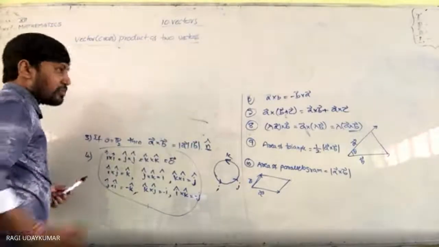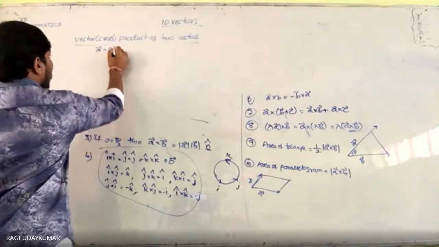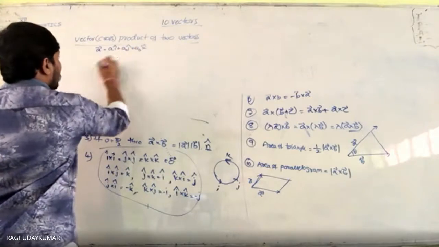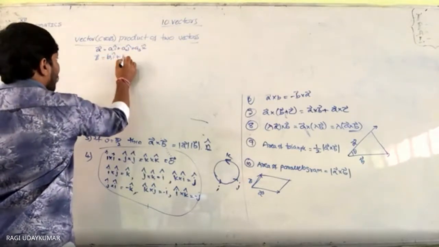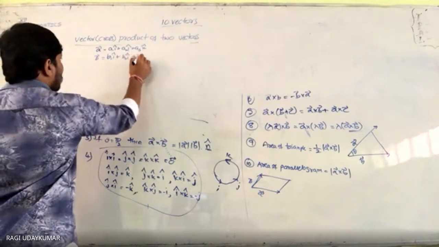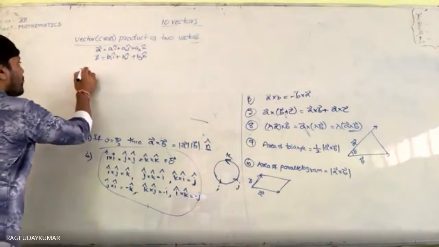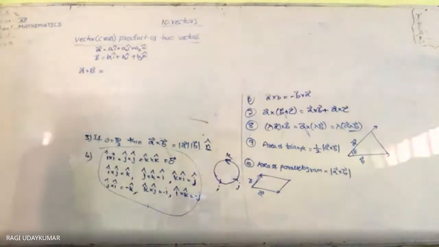Suppose you take the vector A equals a1 i plus a2 j plus a3 k, and vector B as b1 i, b2 j and b3 k. Whenever you are taking the cross product of these two vectors, what do you get? This is the easy way.